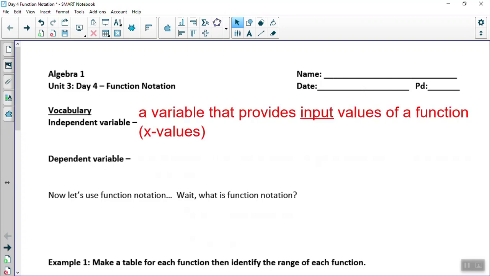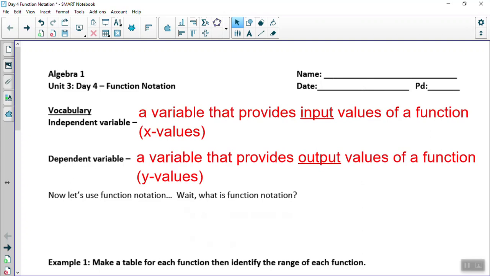Independent variable is a variable that provides input values of a function. It's your x values. A dependent variable is a variable that provides output values of a function. It's your y values. You can also think of it as your y values depend on your x values.